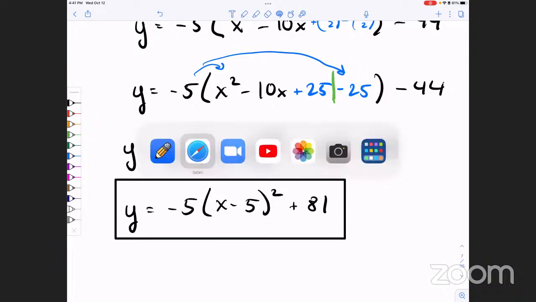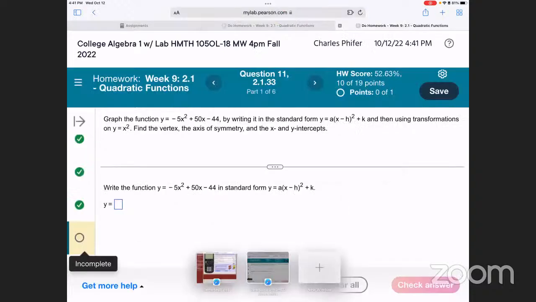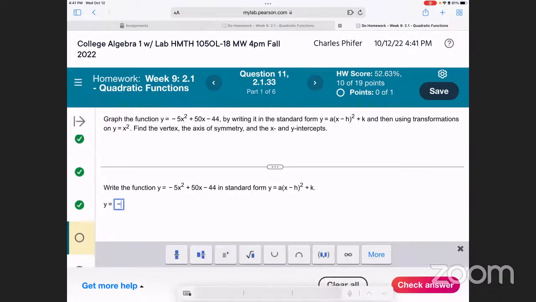Okay, this is it. So let's see. Graph this function. Okay. So we got the following. Now I think that, so -5 times x minus 5 squared. Let me see. Squared. I think it was plus 81.